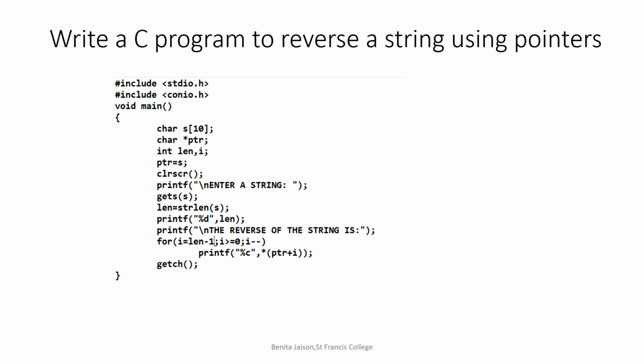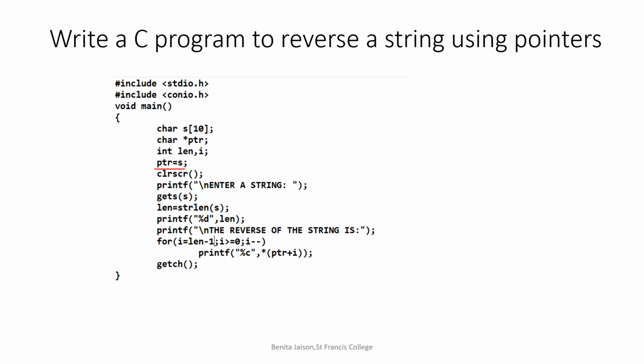In the beginning we are declaring a character array S of size 10, and we are declaring a character pointer ptr. After that we are declaring two integer variables, len and i, and then we are initializing the pointer variable. So the pointer variable ptr is initialized to the address of the character array S.